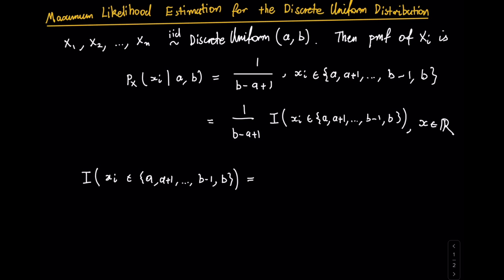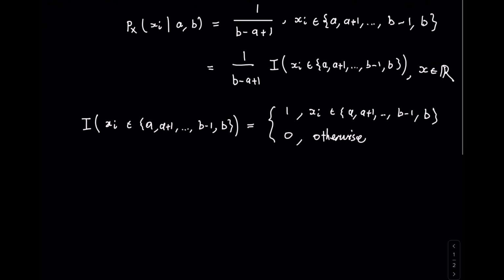The indicator function simply takes two values, 1 and 0. It takes 1 where the statement inside the indicator function is true, in other words, xi is an element of {a, a plus 1, ..., b minus 1, b}, and 0 otherwise. I've written it in this form because this formulation is going to help us derive the maximum likelihood estimate.